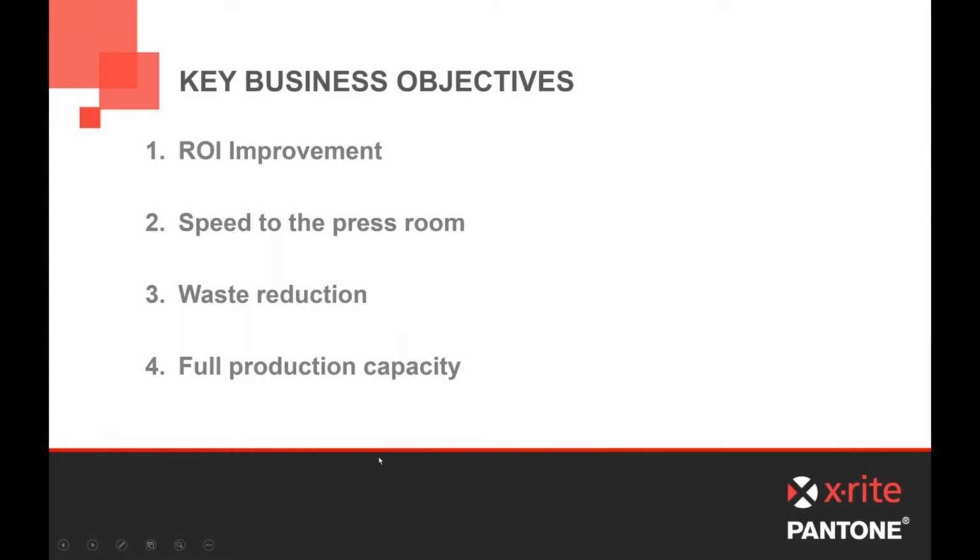All right, so the key business objectives to utilizing some of the X-Rite products that we offer, predominantly IFS and QC, your color control software products, is ROI improvement. Of course, everybody wants a return on their investment. The speed to the press room, how quickly you can get the inks out to the press. Waste reduction, which is key for all converters. And full production capacity.